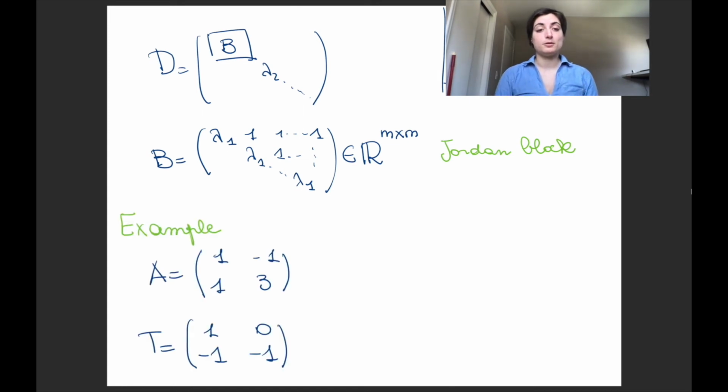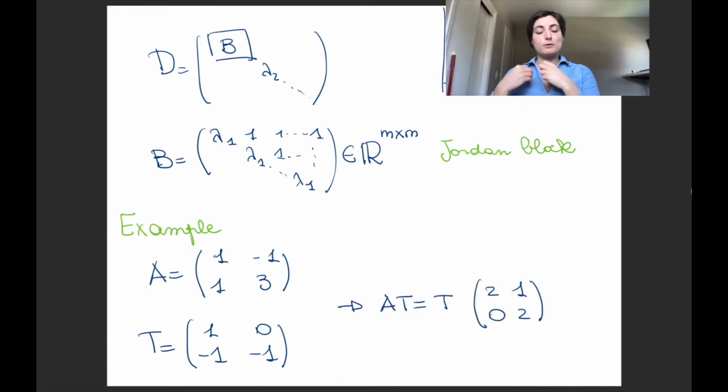For example, if we have A, the matrix of before, 1, minus 1, 1, 3, we have found that the eigenvector associated with the unique eigenvalue 2 is 1, minus 1. The generalized eigenvector that we can find is 0, minus 1. So T in this case has in the first column the eigenvector 1, minus 1, and in the second column the generalized eigenvector 0, minus 1.